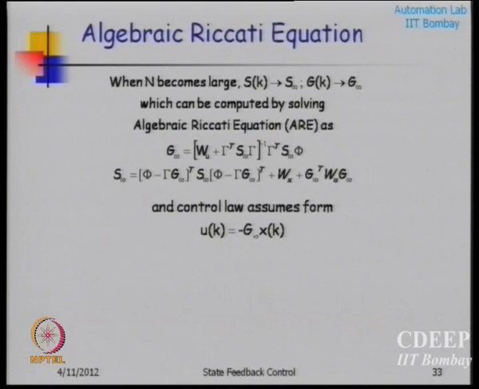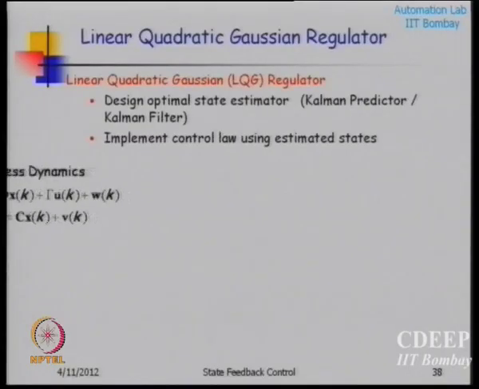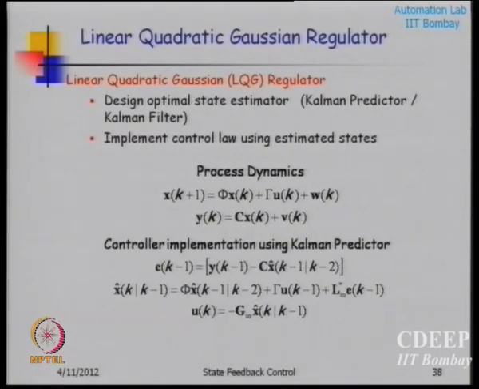And instead of implementing the controller like this, because I do not have true state measurement, I am going to construct an observer. Since I cannot implement the controller using the true state measurement because they are not available, I am going to construct an observer here, and using the estimated state I am going to implement the control law.